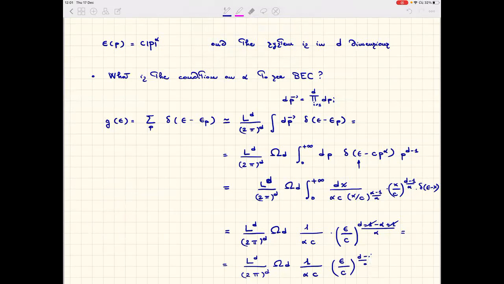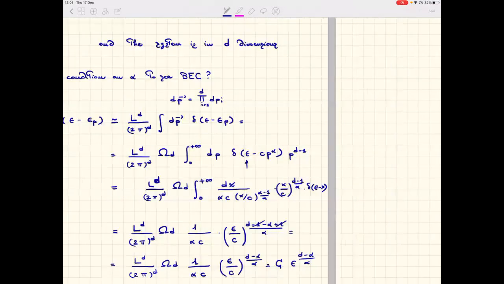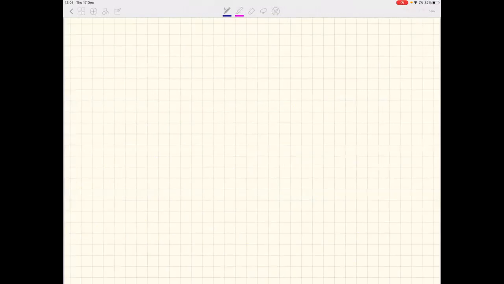So let me write it then as some constant times epsilon to the power D minus alpha divided by alpha. And now let me go back to our integral. So now I know what the density of states is, and I have to see whether this thing here has a solution for a finite TC. So how do I do it?